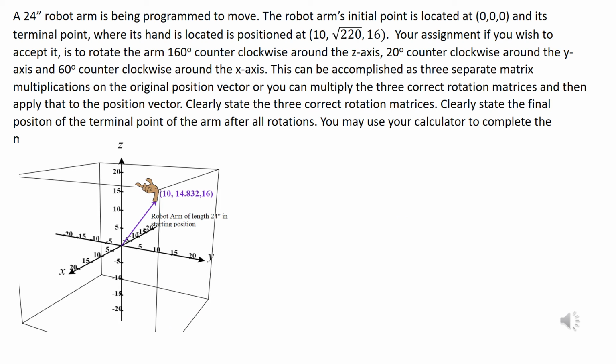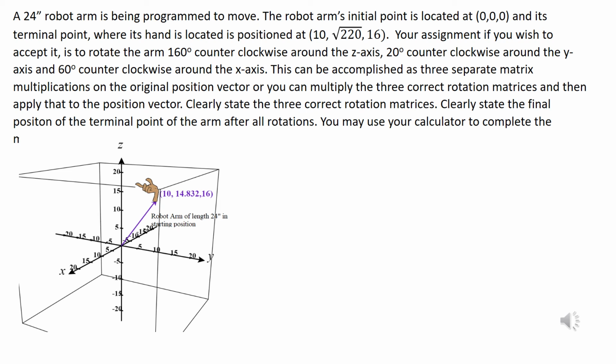Matrices can be used plentifully in robotics motion programming. So here's an example in which a 24-inch robot arm is being programmed to move. The robot arm's initial point is located at 0, 0, 0, and its terminal point where the hand is located is positioned at 10, and then the square root of 220 is the y component, and then 16 for the z component.